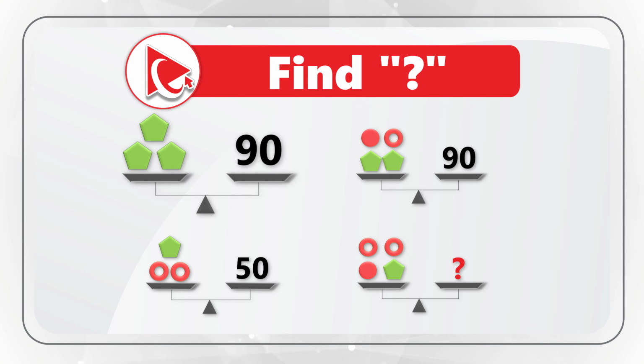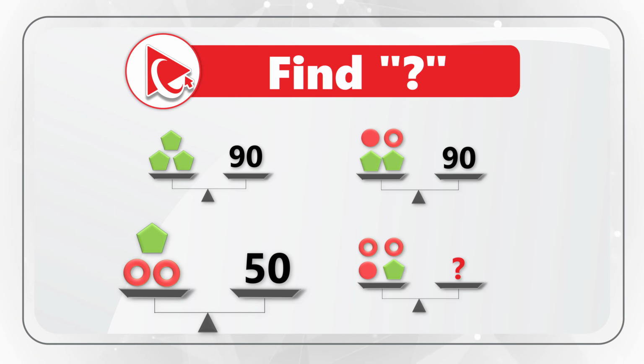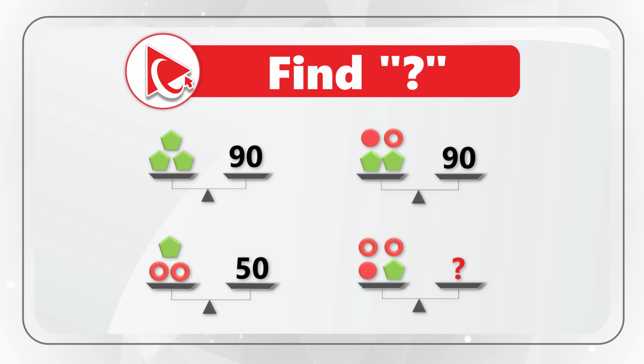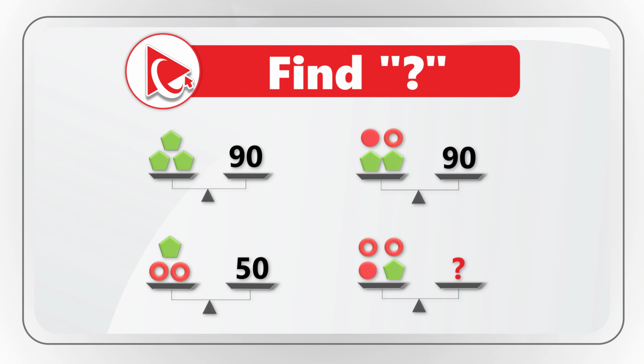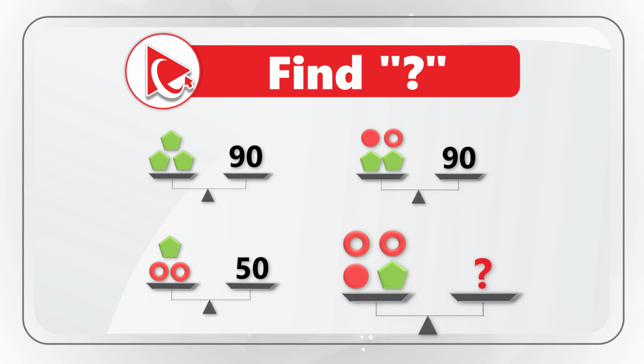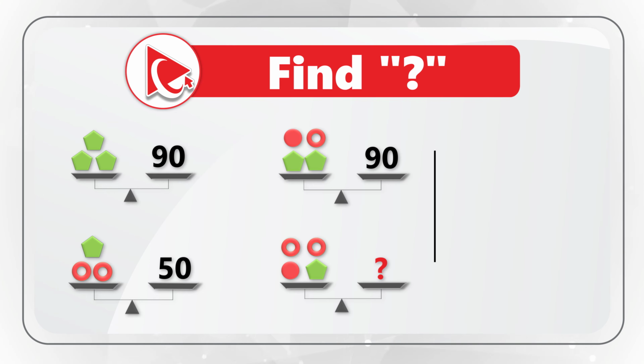contains 3 pentagons on the left and number 90 on the right. Second scale contains one pentagon and two bagels on the left and number 50 on the right. Third scale contains two pentagons, one circle and one bagel on the left and number 90 on the right. And then the last scale contains one pentagon, one circle and two bagels on the left and then missing number on the right. You need to select the missing number out of 4 different choices.